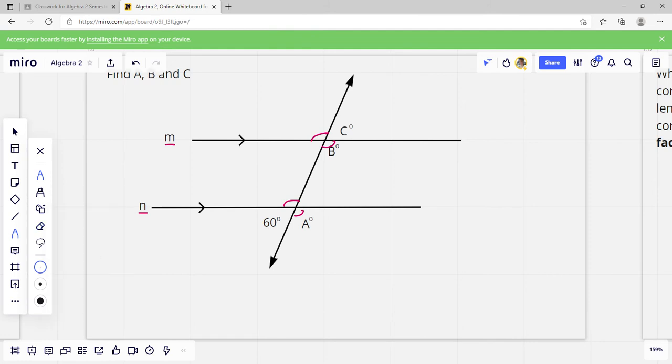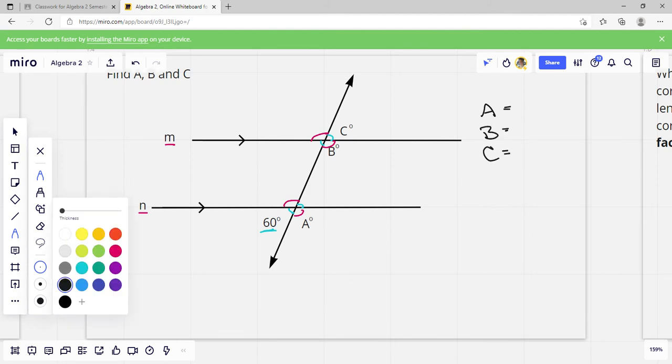I'll mark those with blue. There's a small one, there's a small one, there's a small one, there's a small one. Well, we already know our small angle right here is 60. So all the ones marked with blue are going to be 60. That means C is also 60, because it's marked with blue.